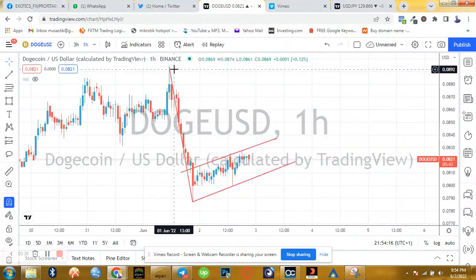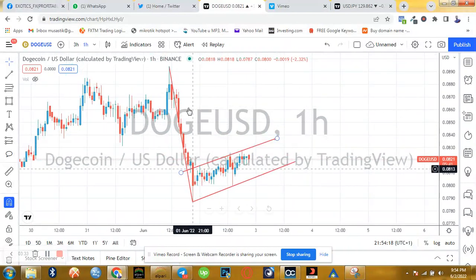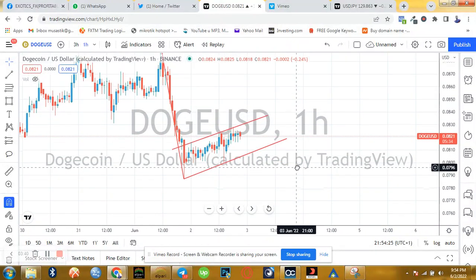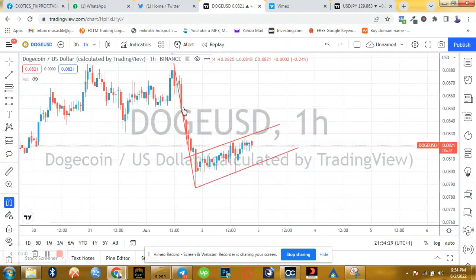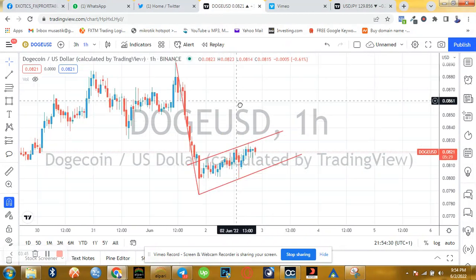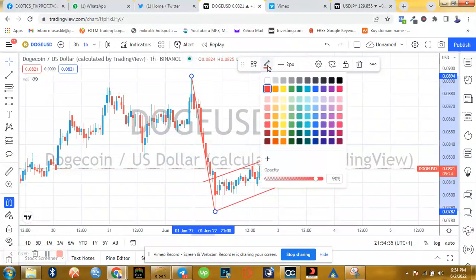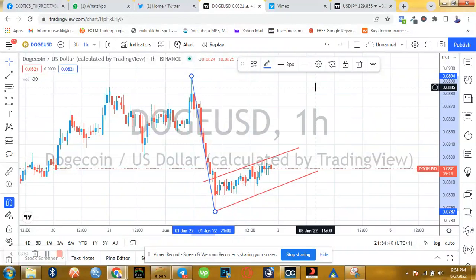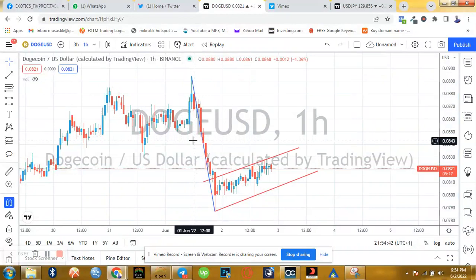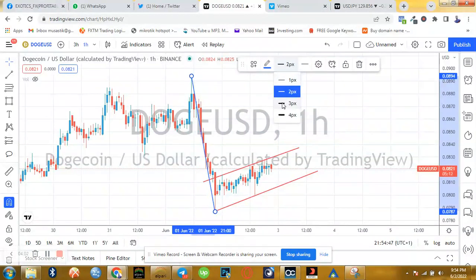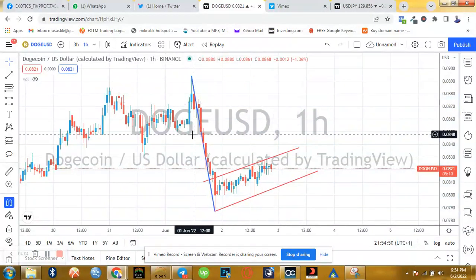Why? Because the impulsive move is in the downtrend, in that case it is a bearish flag. So once you have joined this flag together, let me change the color of the flag pole. These are the flag pole. Let me change it to blue, and let me increase the thickness. So I've increased the thickness.